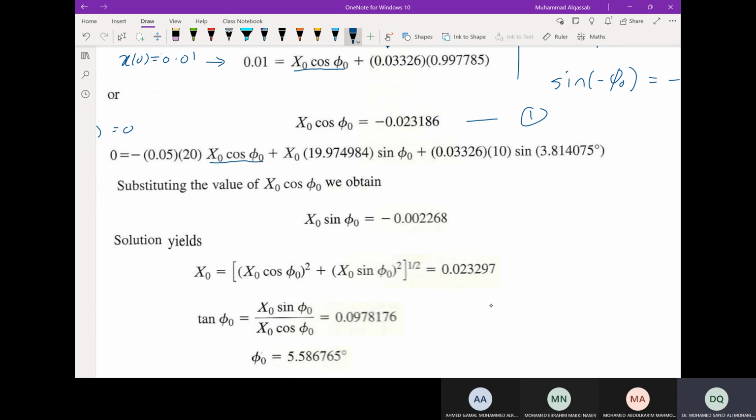X0 cosine phi 0 can be obtained from equation number 1, and then we can put x0 sine phi 0 on one side. Okay, and this is what we get. This is equation 2. X0 sine phi 0 equal to minus 0.002268.